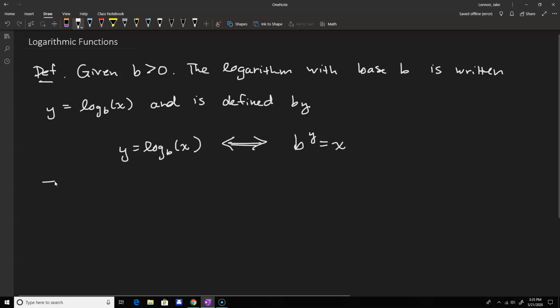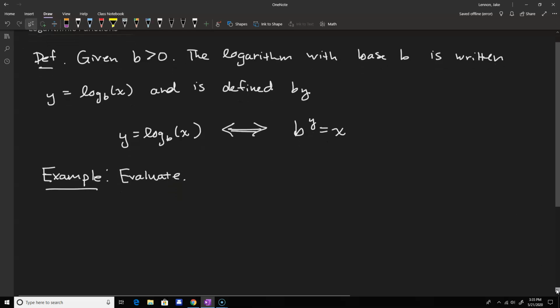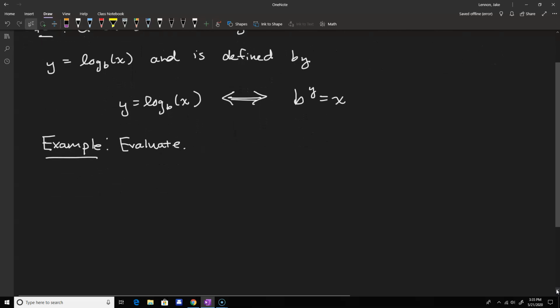Okay, so let's look at evaluating these things. One way to think about evaluating them is we can just answer the question, b to what power gives x, or gives the input. So obviously you can evaluate these things by just plugging them into your calculator, but by trying to evaluate them by hand, it gives you a better understanding of how these things work, what is a reasonable domain, and what inputs you are actually able to compute.